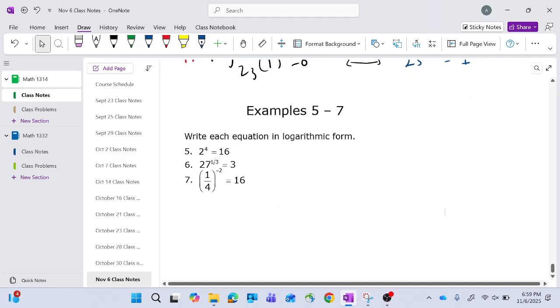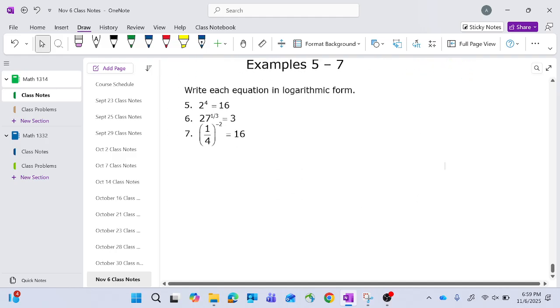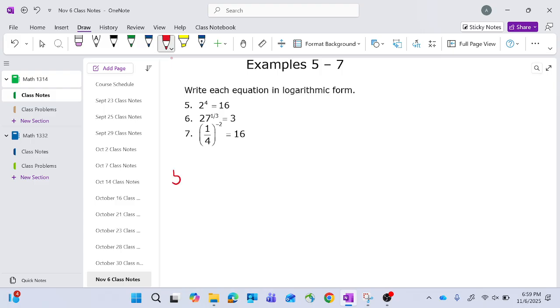Now write each equation in logarithmic form. So now we have exponents, and we're going to put these into log form. It's the same logic. So 5, we have 2 to the 4th equals 16. Well, now we're just going to do it backwards. The base of the exponent is now the base of the log, and then flip these two numbers. It's going to be the same logic all the time. Base of the exponent is base of the log. Flip the two numbers.